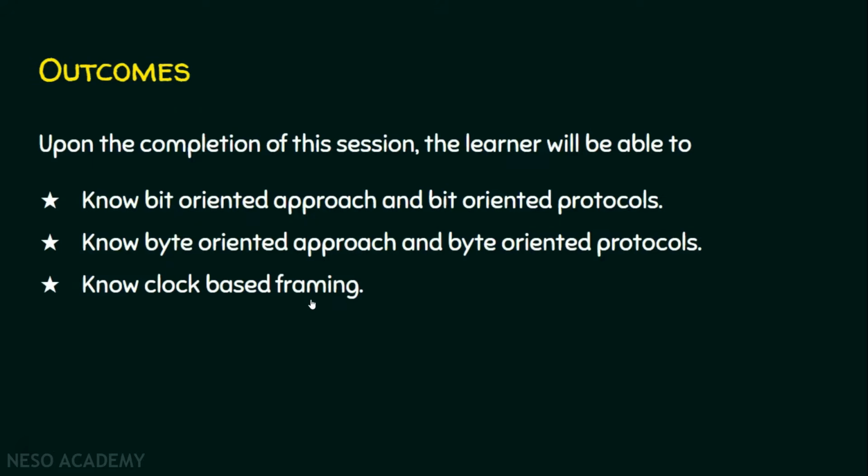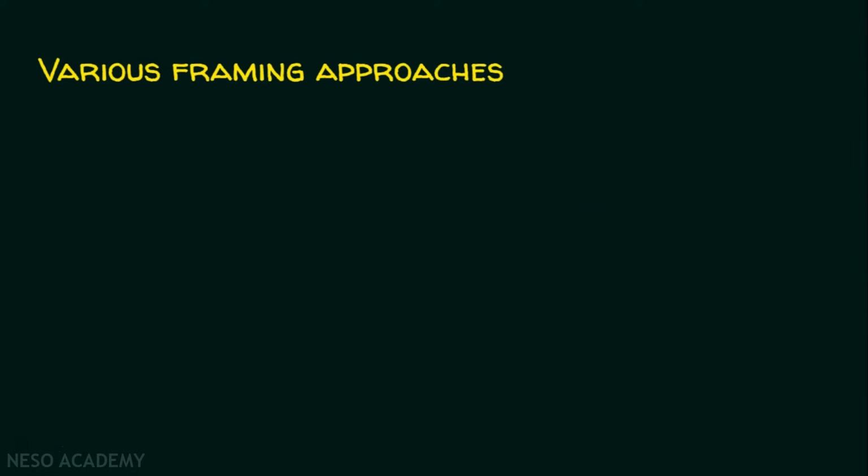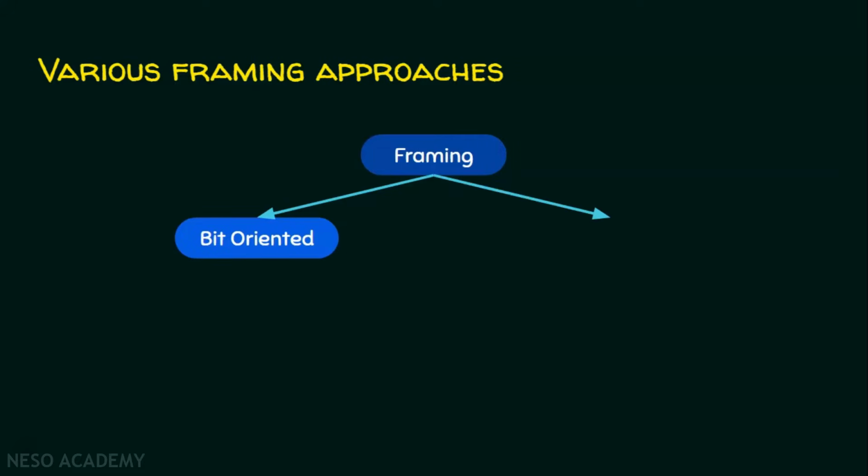We'll start with what are the various approaches that are there for framing. We know very well that framing is basically with two approaches. Number 1, bit-oriented approach, and number 2, byte-oriented approach. We also have a third approach, which is the clock-based framing. We will see that in the course of this lecture. Basically, framing is of two approaches. One is bit-oriented approach, another one is byte-oriented approach.